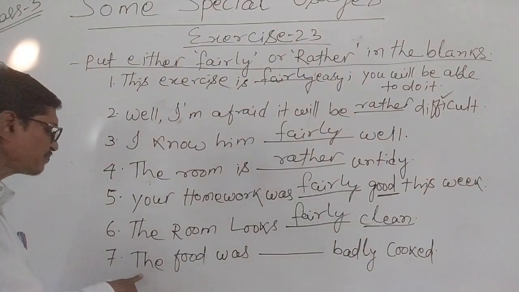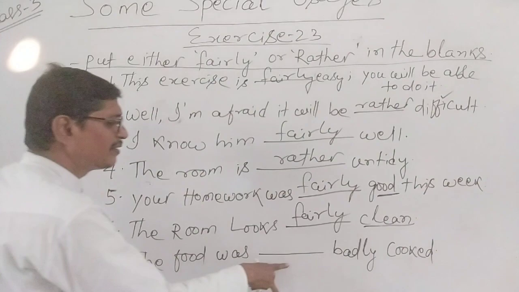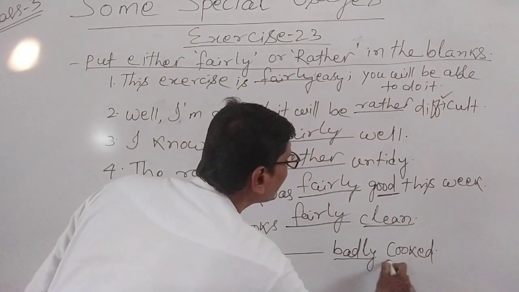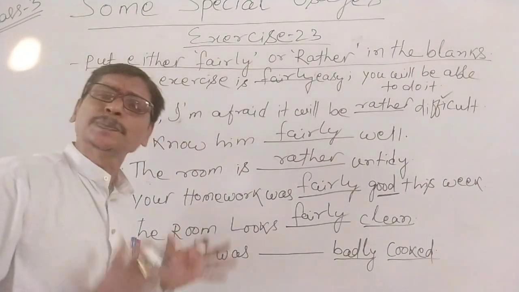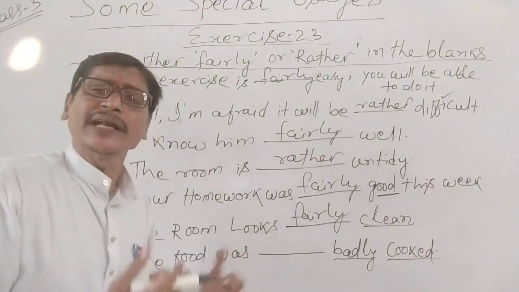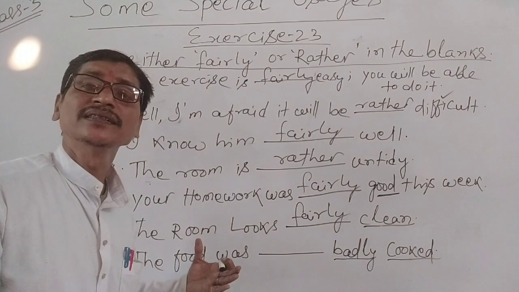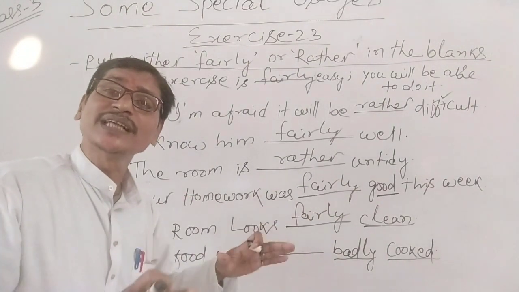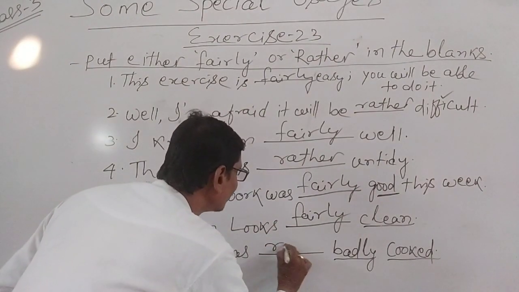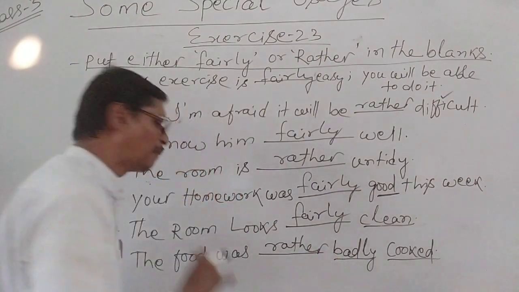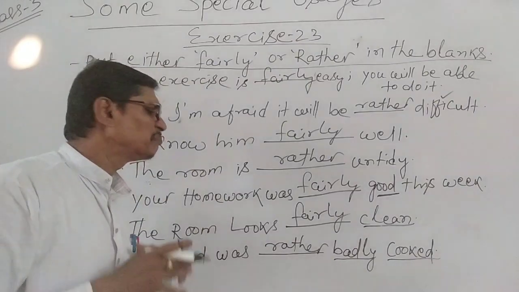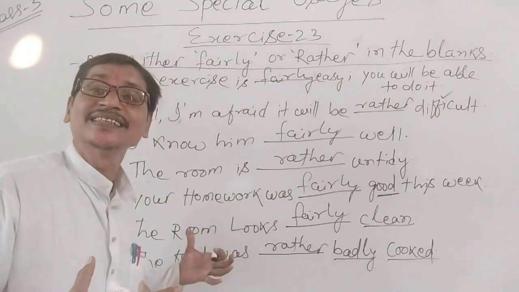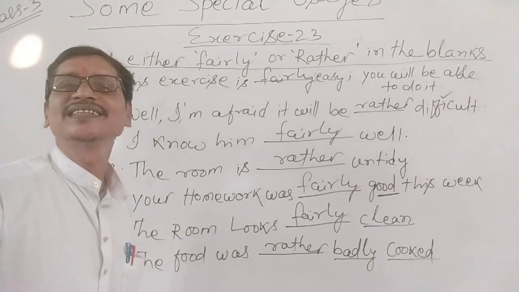Okay, so similarly, look at the number 7. What does it say? The food was dash badly cooked. Here the word badly cooked is expressing the negative and unpleasant thing. So in that case, we cannot use fairly. We can use rather. The food was rather badly cooked. Understand? That expresses a negative or unpleasant thing.